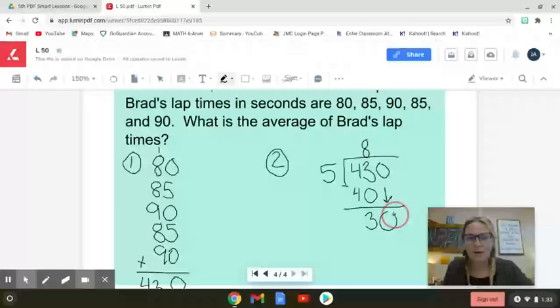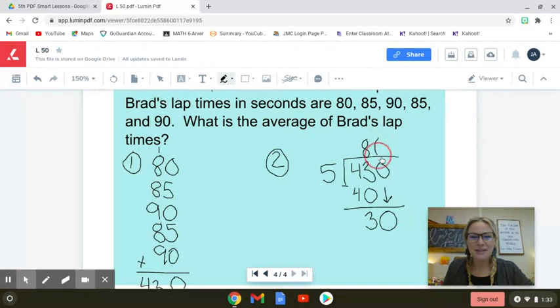I love when things divide evenly. 5 can go into 30 evenly 6 times. 6 times 5 is indeed 30. This makes my brain happy. Okay, 30 minus 30 is 0. We have no remainder. 86 is our answer.